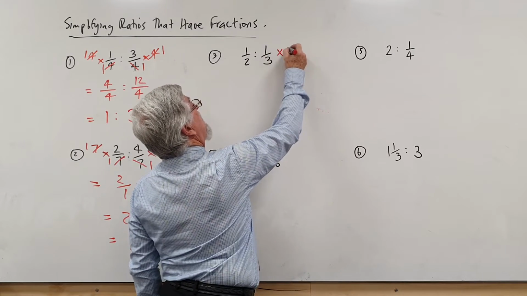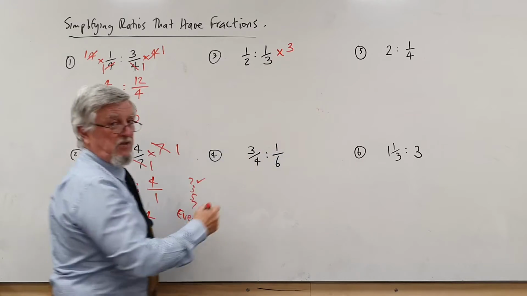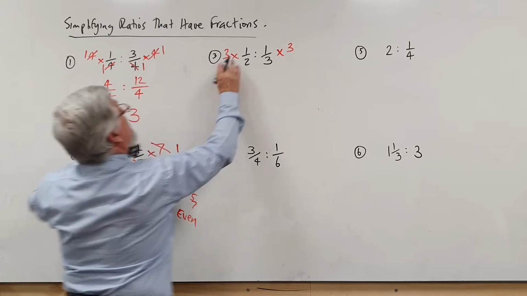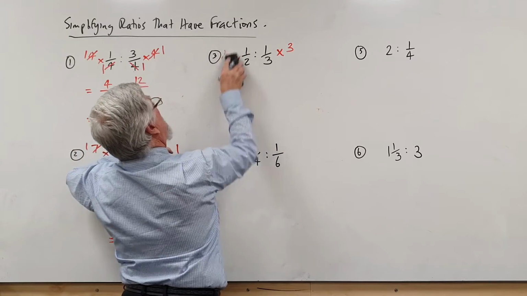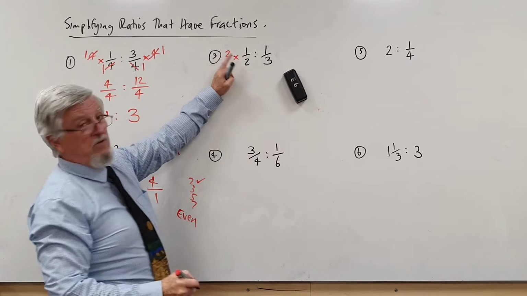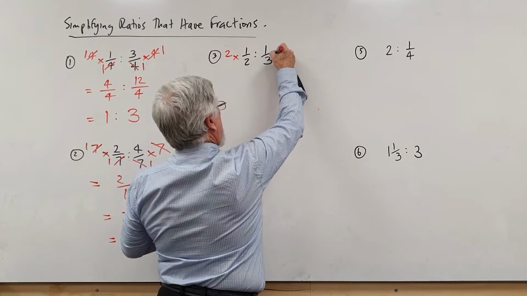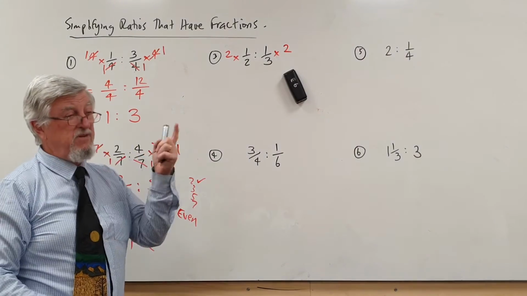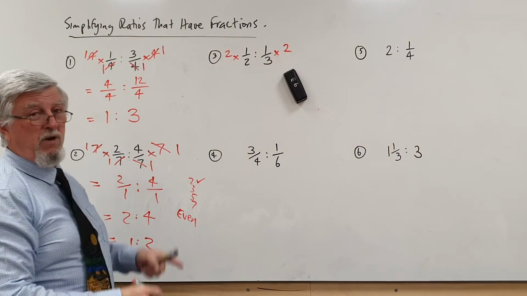If I multiplied that by 3, the 3 would cancel, but the 2 wouldn't cancel. If I multiplied it by 2, let's go back to here, if I multiplied it by 2, the 2 would cancel, but the 3 wouldn't cancel. So there's a very simple number that will make both of them cancel.